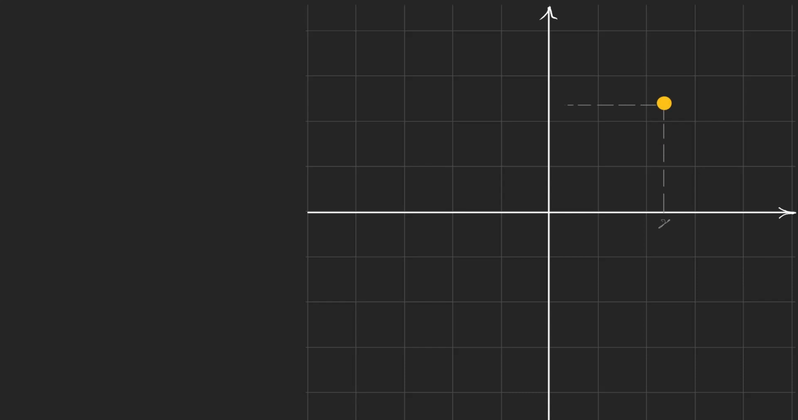This is a point on a 2D plane with coordinates x1 and y1. And this is another point on the same 2D plane with coordinates x2 and y2. These 2 points live on the same line. And in this video, we are going to find the equation of this line.